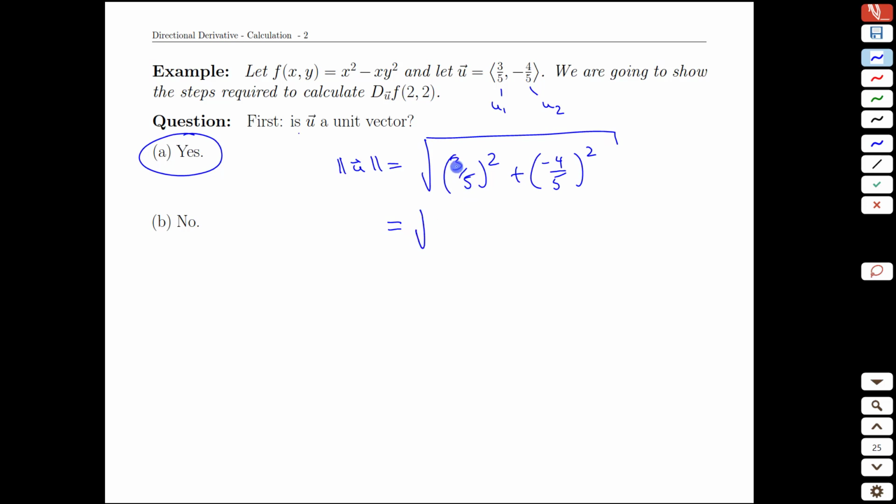If we evaluate that, we're going to have 9 over 25 for the first term, and on the second term, we're going to have 16 over 25. That gives us the square root of 25 over 25, which is simply 1. So u is in fact length 1. It is a unit vector.